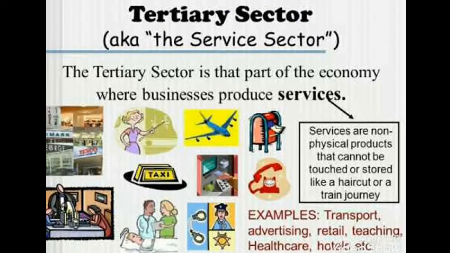Next is the tertiary sector. It is also called the service sector. This is a part of the economy where businesses produce services. Services are non-physical products that cannot be touched or stored, like a haircut or train journey. Examples: transport, advertising, retail, teaching, healthcare, hotels, etc.